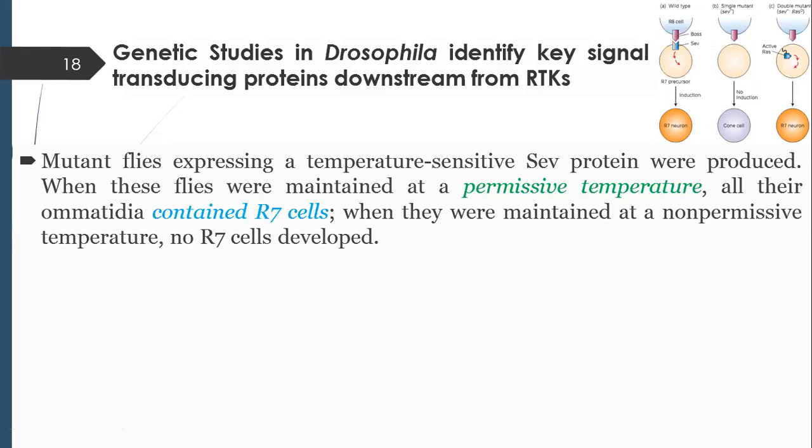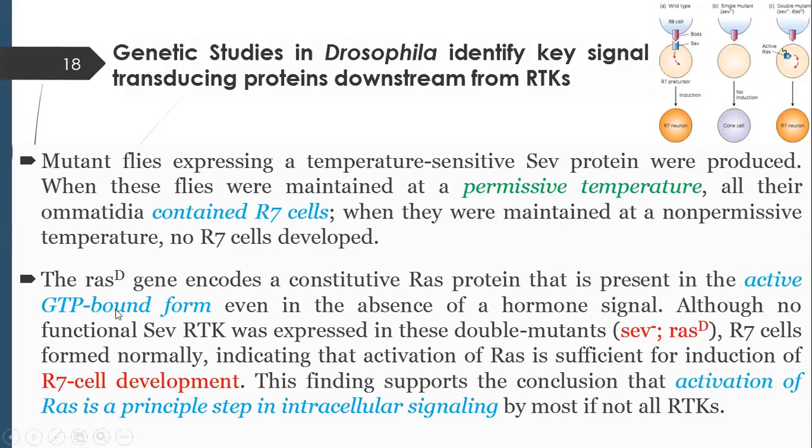Okay, and next is when Ras D was used, so what happens? This was constitutively expressed, and Ras D kept the pathway active even in the absence of the SEV receptor. The receptor is not there, but Ras D is there. So now that will be active.